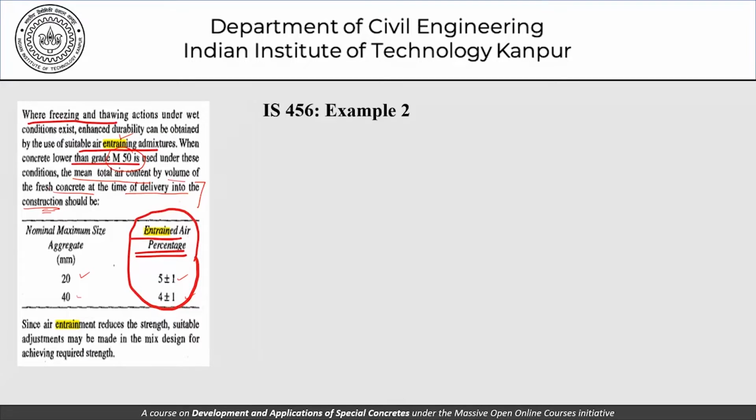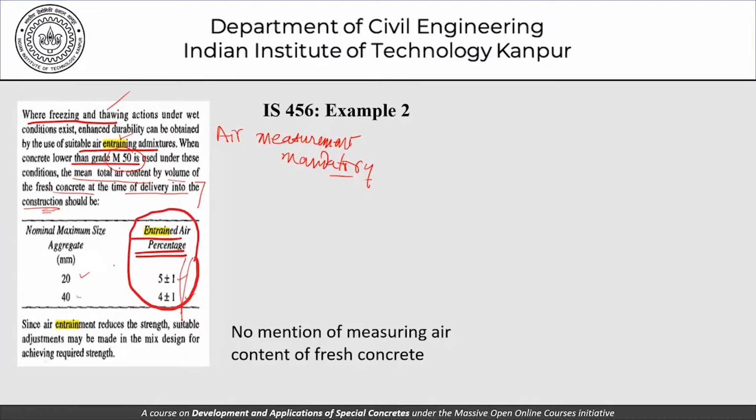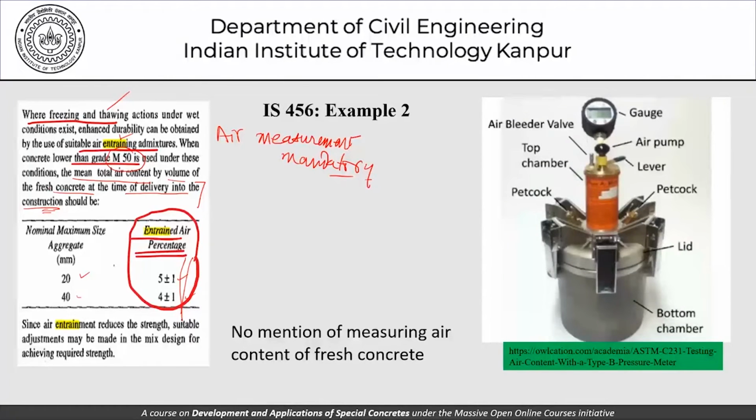It's talking of certain air percentages, but it does not make the air measurement mandatory. See, unless you have air measurement and its method mandatory, and especially in this day and age where air entraining admixtures can be used for other purposes or other conditions than, let's say, freezing and thawing, it's very difficult to control the properties of concrete. So certain undesirable things may happen. So there is no mention of measuring air in fresh concrete. The test method involved, of course, is a very simple apparatus.